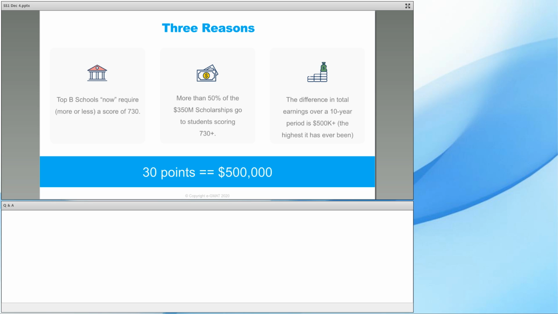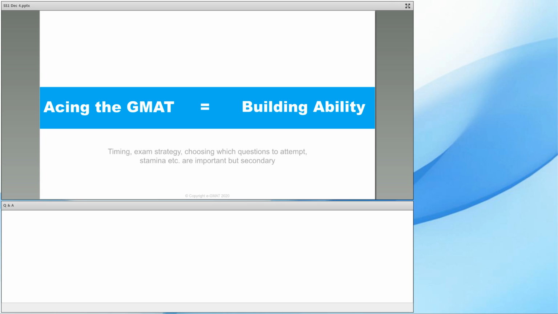Only 3,000 actually get there, out of 100,000 people who put in the effort. Now, with that, let's talk about what it takes to get there. One takeaway on this slide is that if you want to ace the GMAT, there is one thing you need to focus on, which is ability.